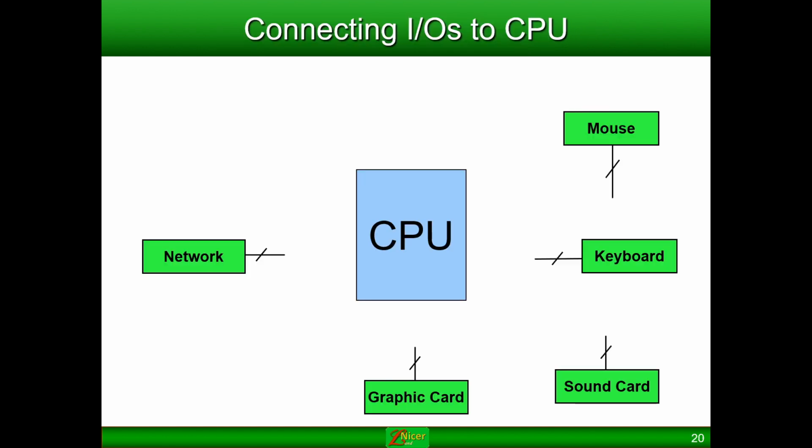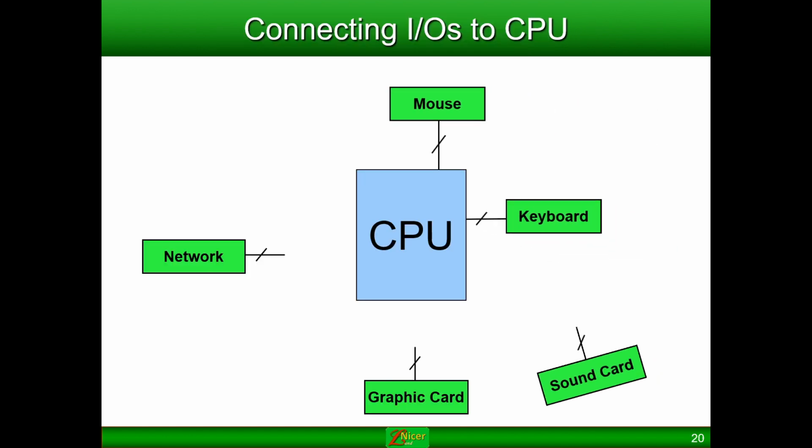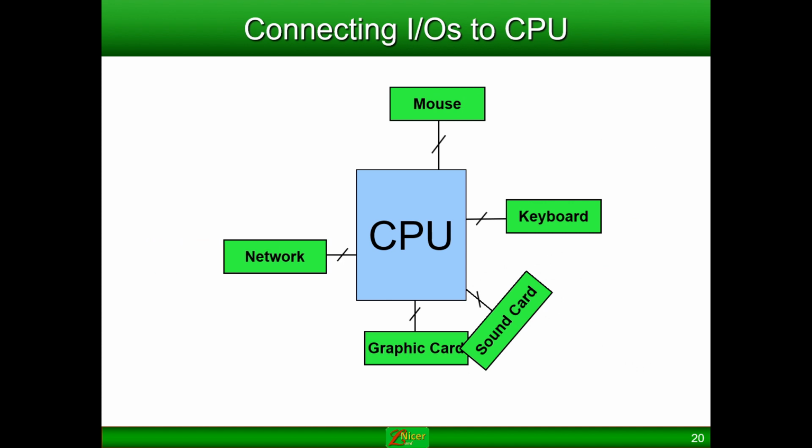Connected IOs to the CPU: keyboard, mouse, sound card, graphic card, network card. You see this usually in your computers. If you open your CPU, you will see different cards embedded in them or connected to them. Mostly they are separable, like the graphic card and the sound card and the network card. They can be separated from the motherboard. The chips are not embedded on the motherboard itself.